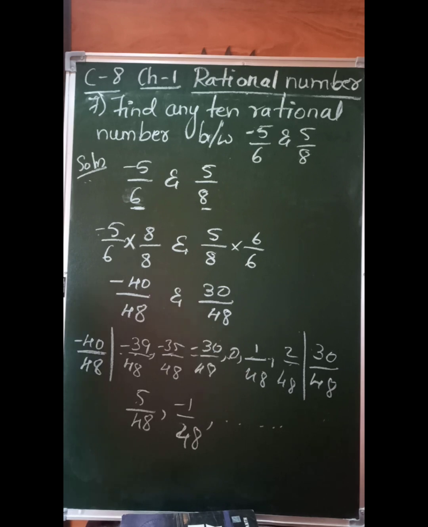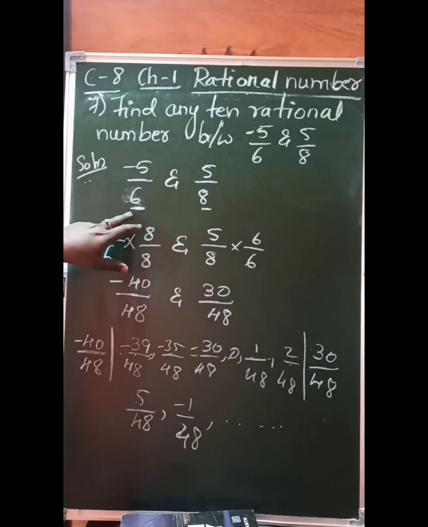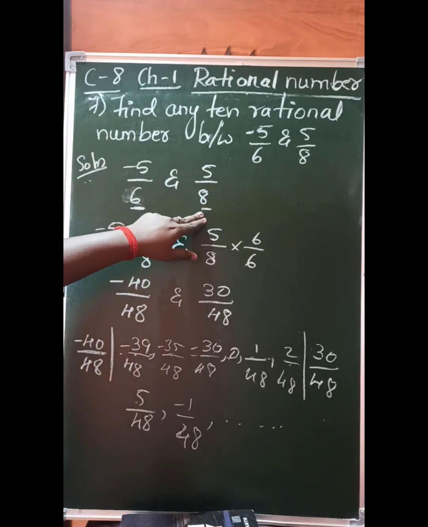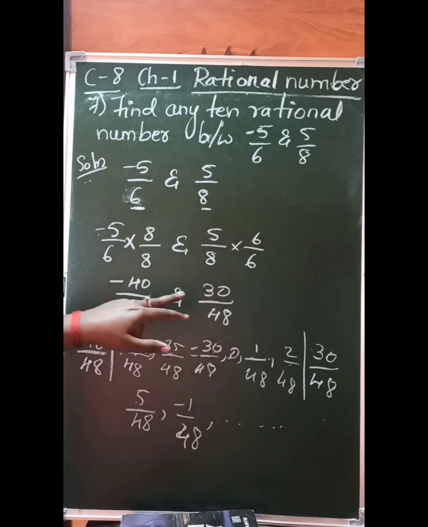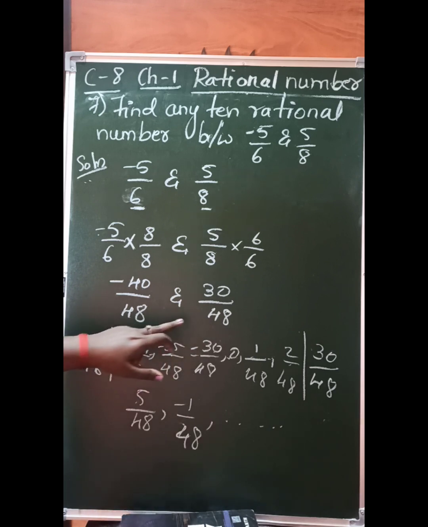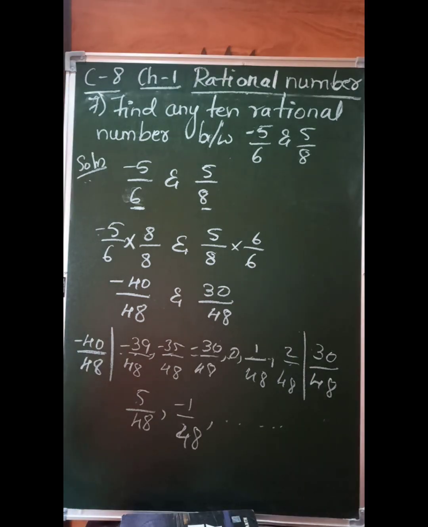In this you have to remember only one thing: how to make the denominator the same. Consider the first term, take the denominator of the other term, and multiply it to both numerator and denominator. When you do this you will get the same denominator, so that you can calculate the rational numbers between the given two rational numbers. Now let's move on to the 8th problem.